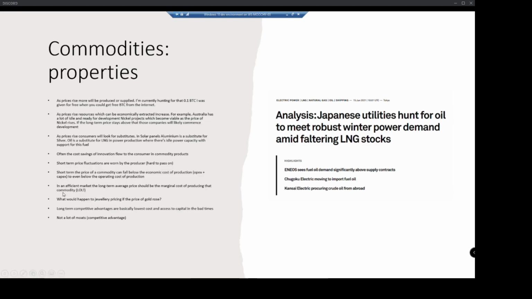In an efficient market, the long-term average price should be the marginal cost of producing that commodity, unless there's some sort of structural issue. But I put a "lol" there because that's what's called a spherical cow, and I'll explain that in a minute.